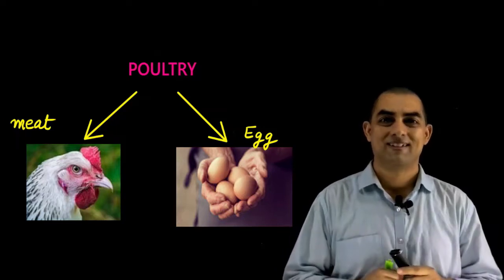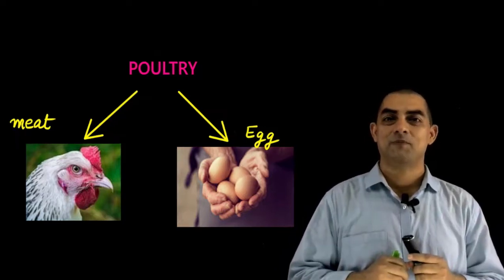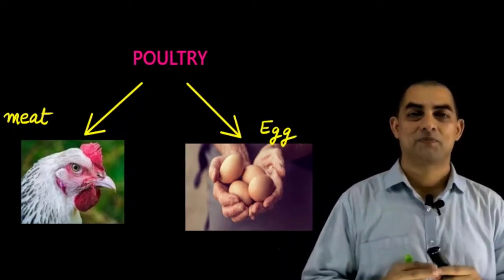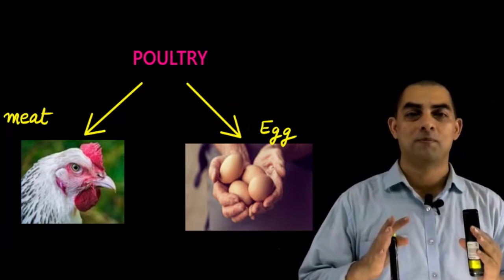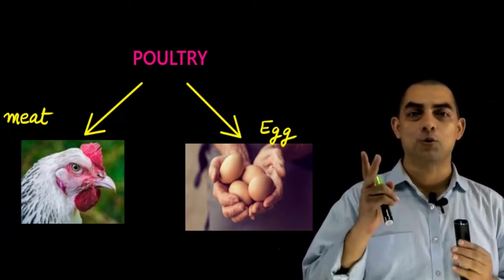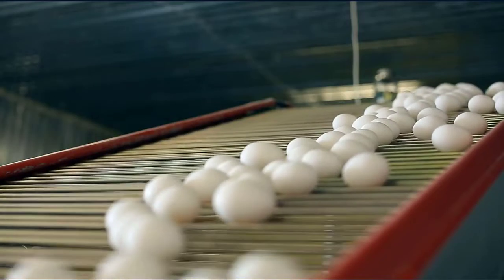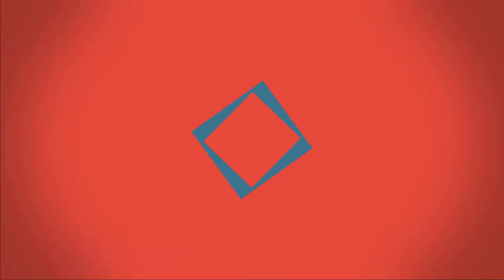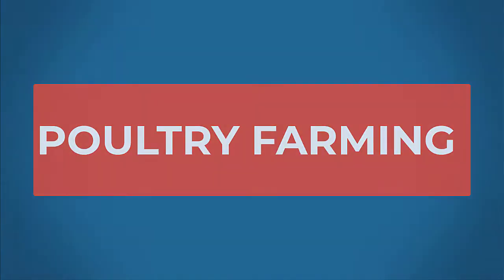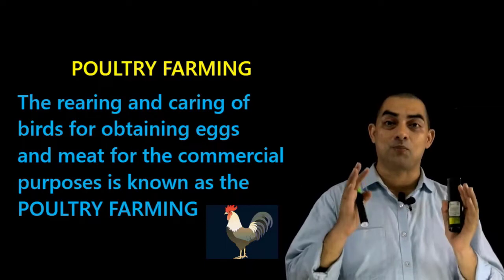Hello students, in our today's lecture we will talk about poultry. Poultry, you all know, is used for only two things. First is for meat and second is to produce egg. It all starts from poultry farming.